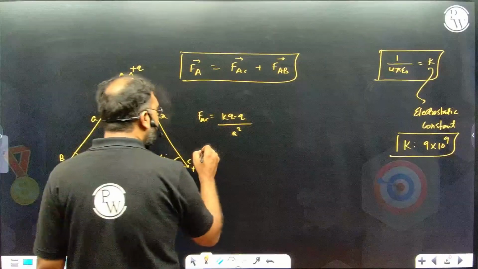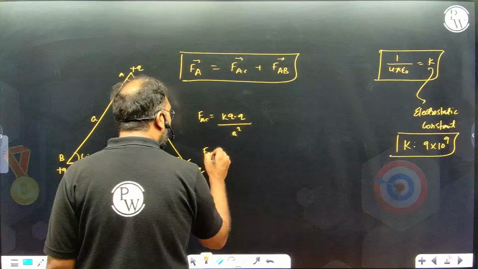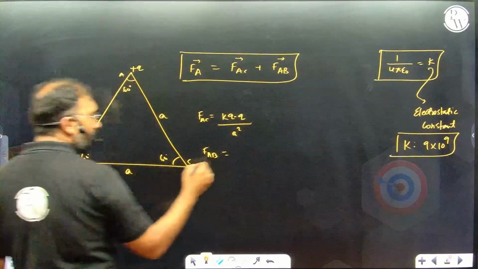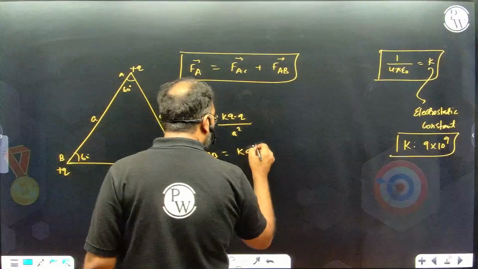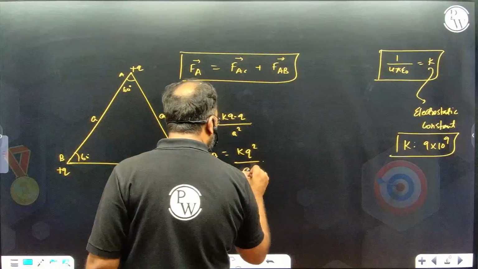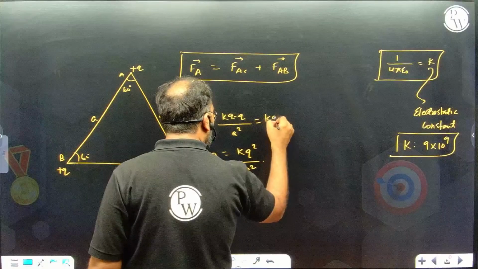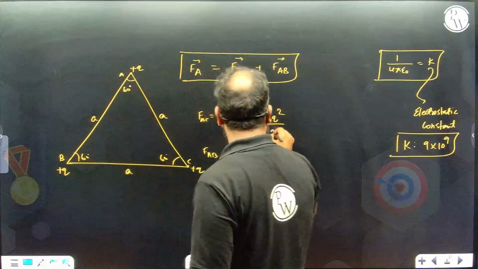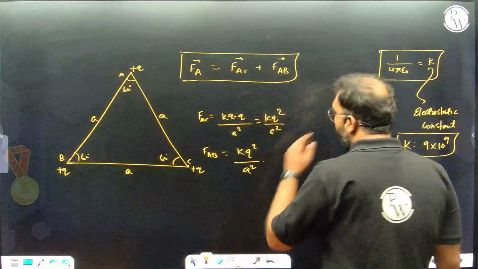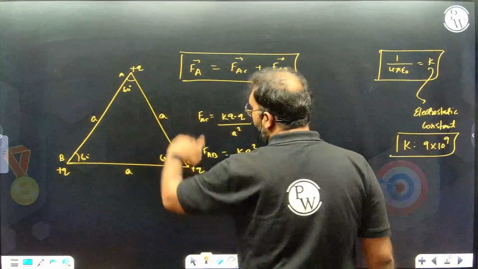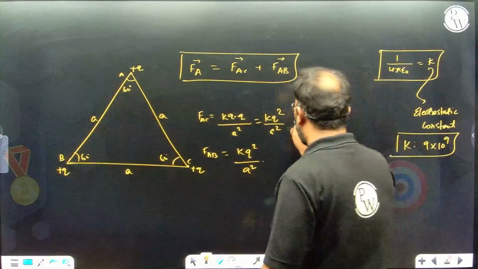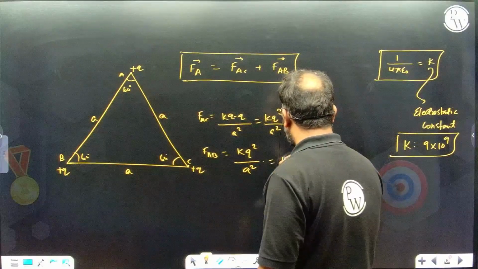And if I am writing the magnitude of the force on A because of B, then also the charge is Q and Q here. So it is K Q square by A square. This expression is also the same. So the force on A because of C and because of B is equal in magnitude, and I am writing this to be F.